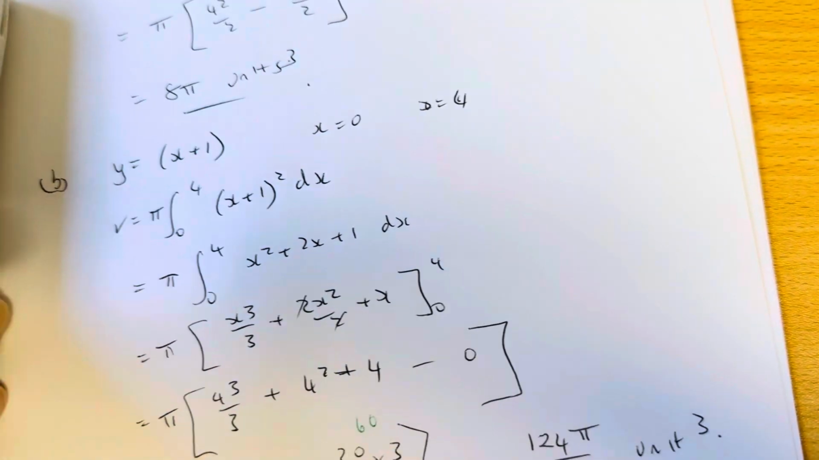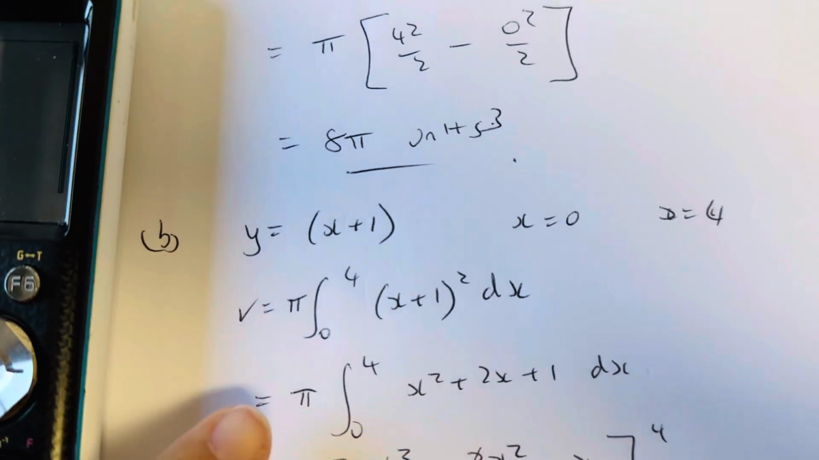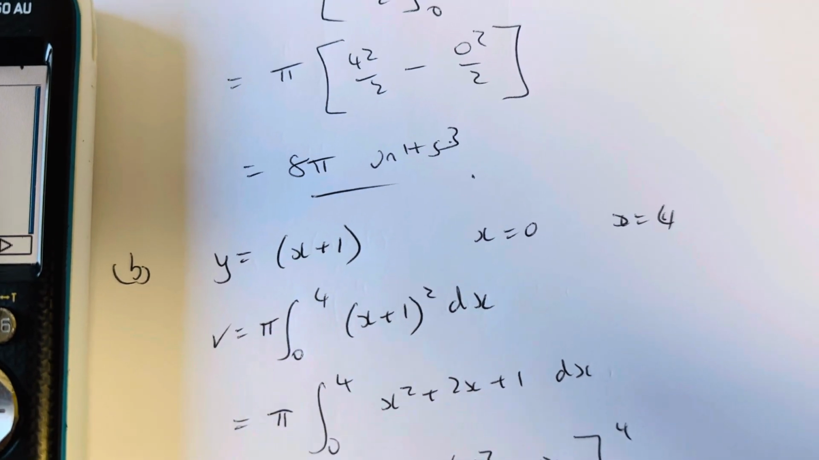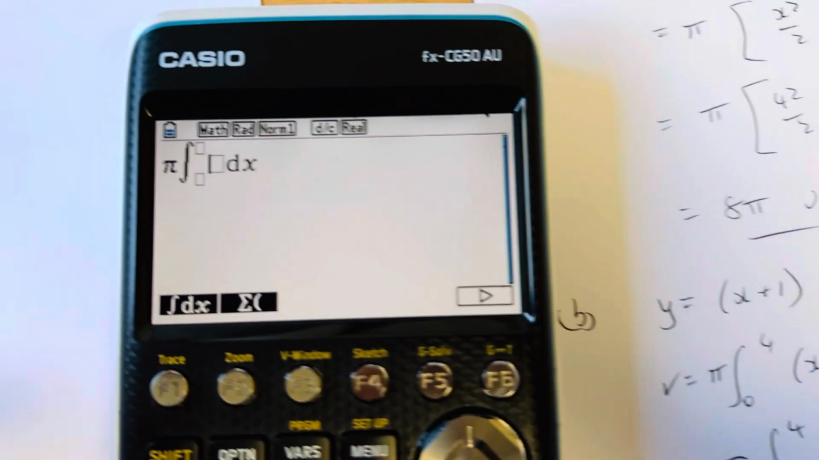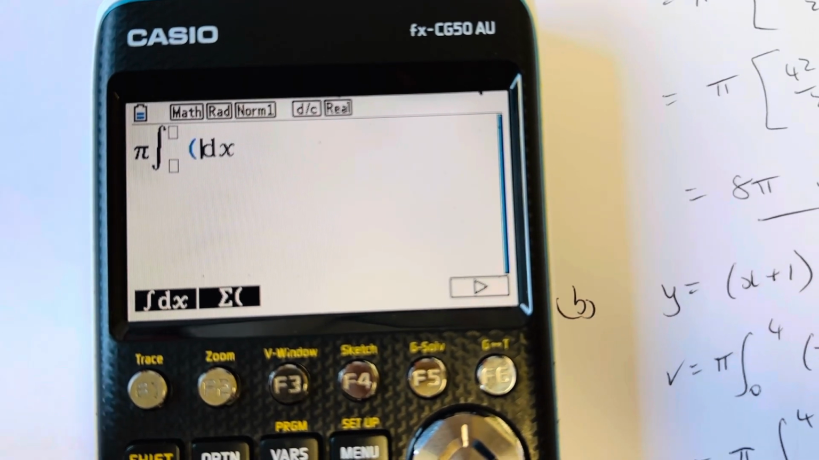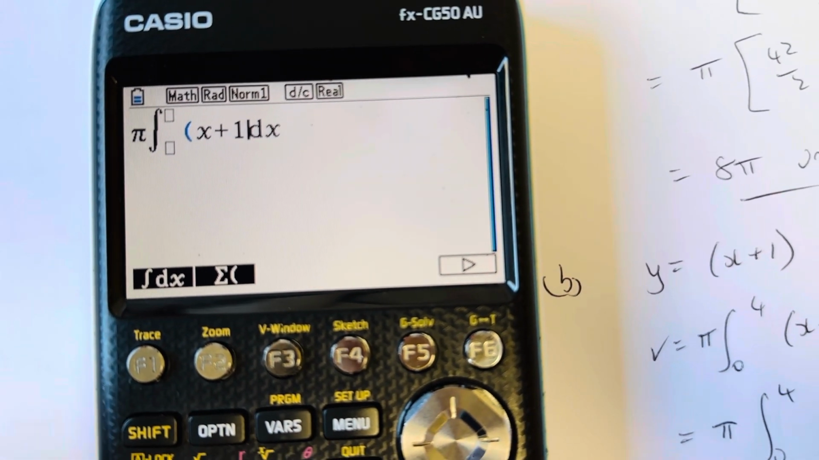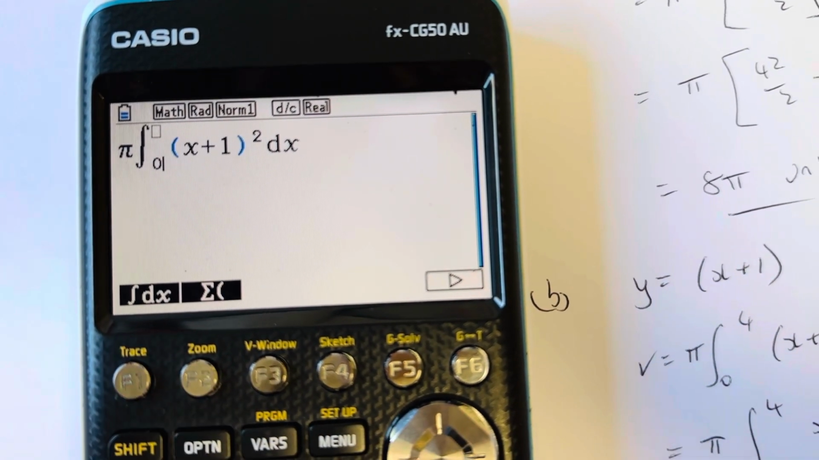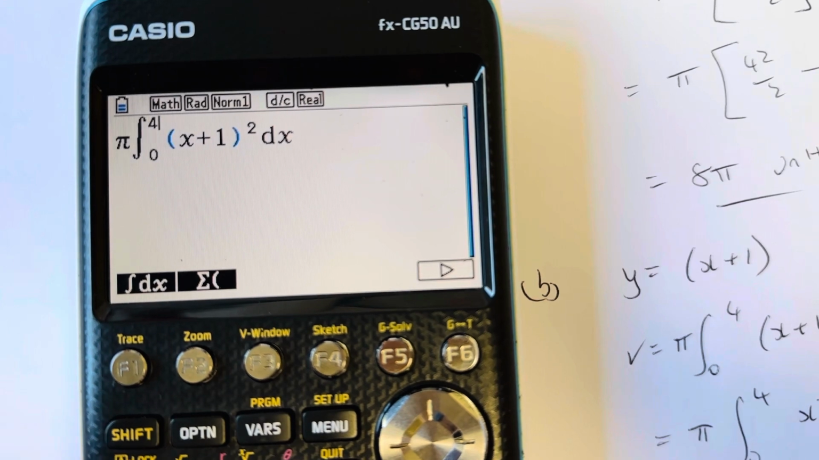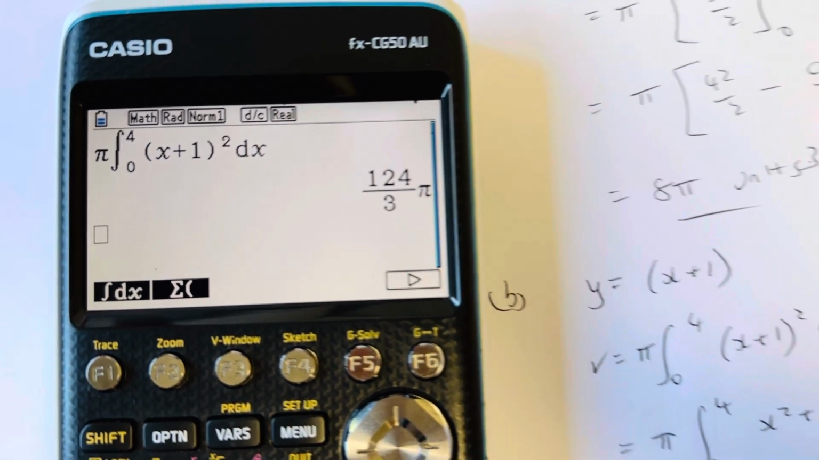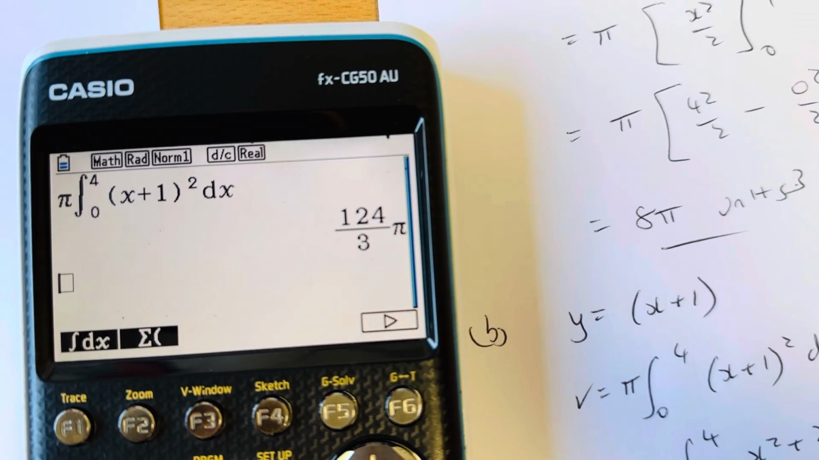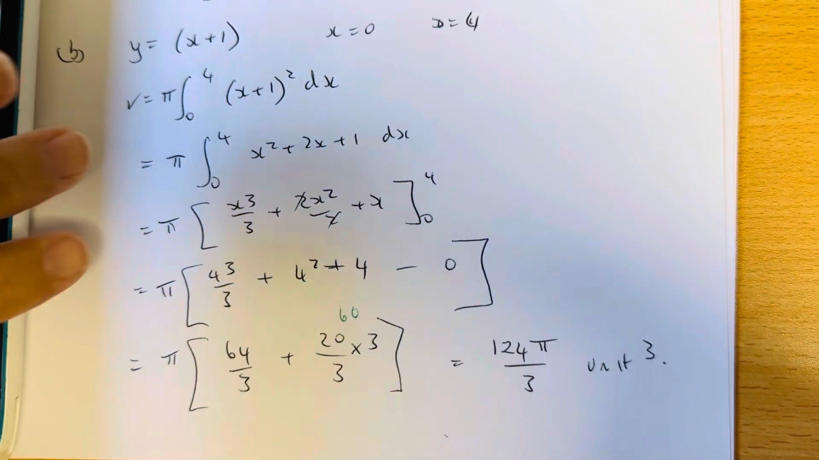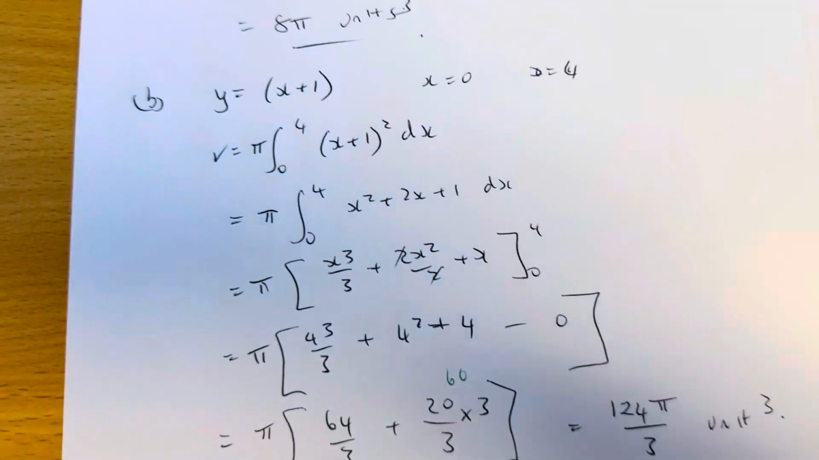Now if I was tech active, just from the get-go, we'd go shift, pi, integral, bracket x plus 1 close bracket squared, from 0 to 4, execute, and I get exactly the same answer. So if it was tech active, that's all I'd need to do. If it was tech free, I would just have to do a little bit more mental math and arithmetic for it.